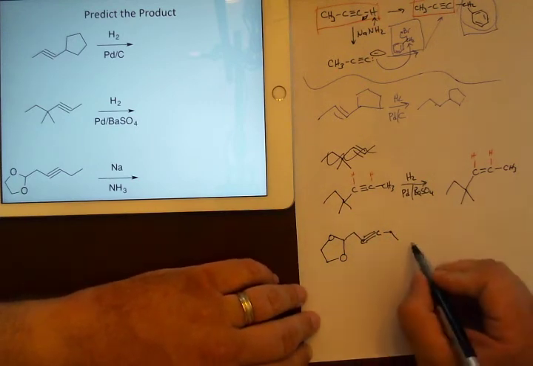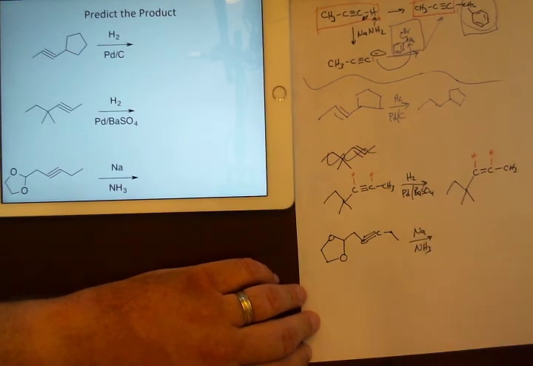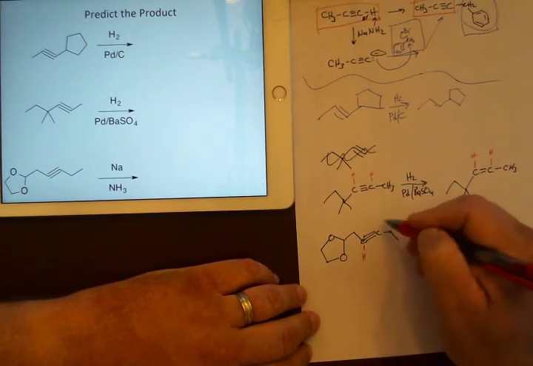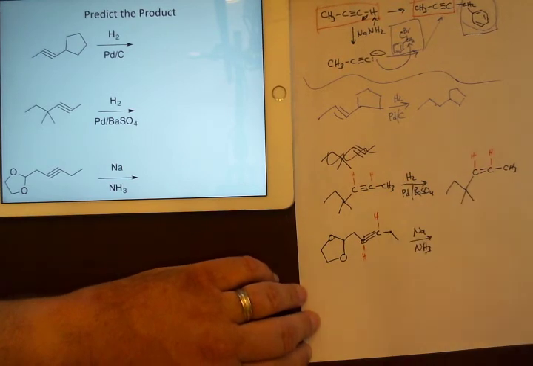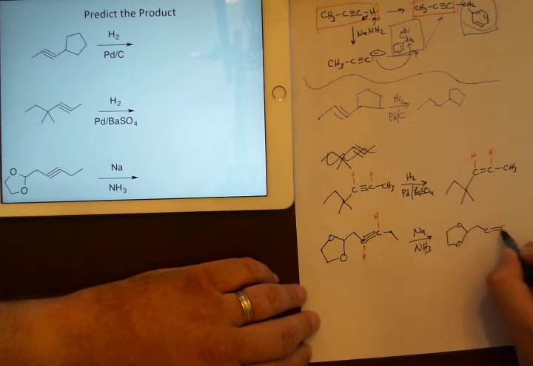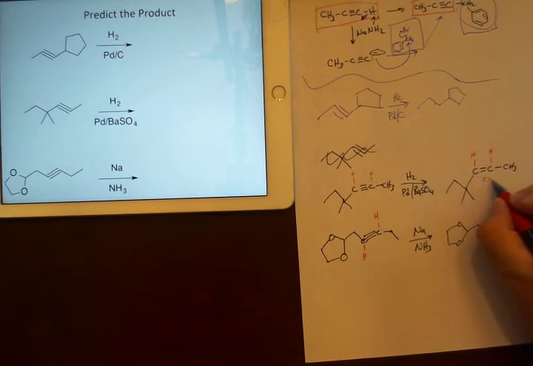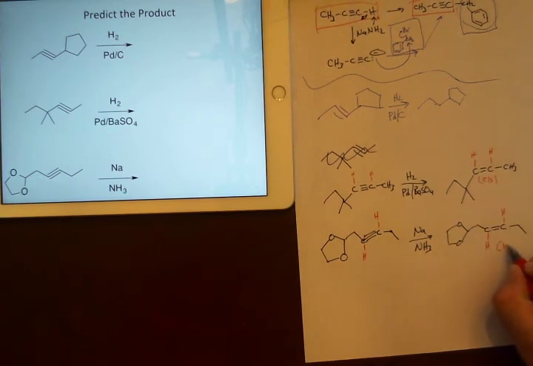Okay. With the sodium and ammonia, now we're going to add one hydrogen on one side and one on the other. So you're going to end up with the trans product: one up, one down. It doesn't matter which side goes where. So you're going to make the cis product here, and make the trans product here.